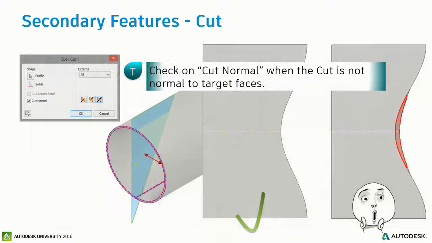Okay. So next is cut. It happens often that the cut is not normal to the target faces. So once you meet this situation, you are required to check on cut normal. So when it's not normal, you check on cut normal. So it's very easy to remember.